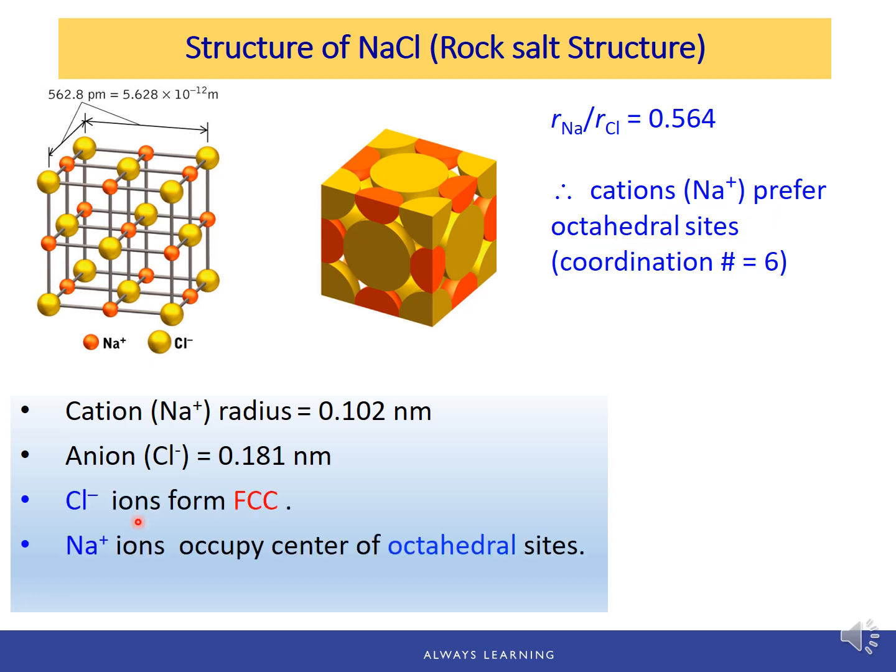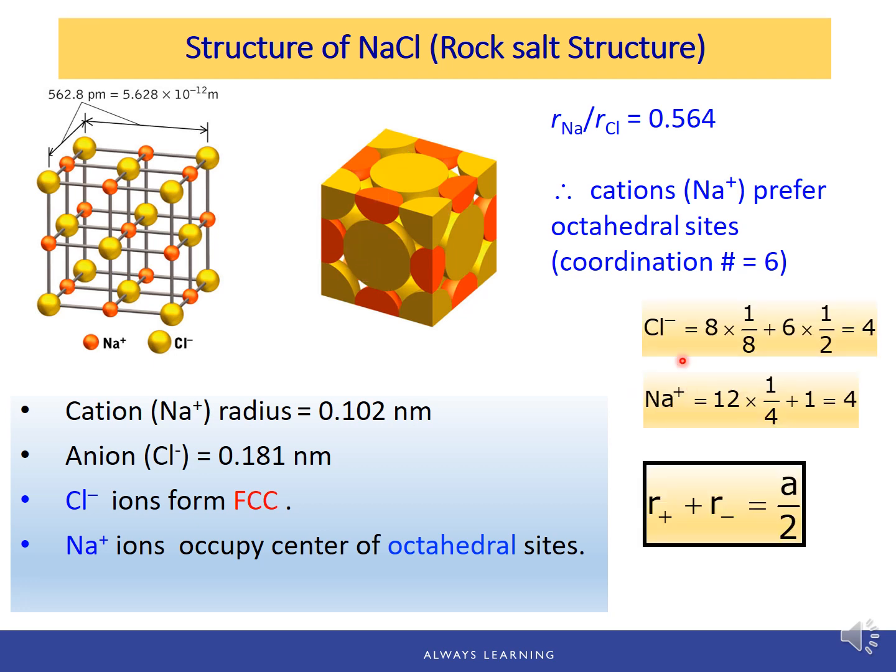Therefore, we can see the structure as the anions forming an FCC structure, with the cations occupying the center of the octahedral sites. From this FCC crystal structure, we can also get the number of anions and cations in the unit cell. For the chlorine anion, we have 8 corner ions and 6 face ions, for a total of 4 anions in one unit cell.